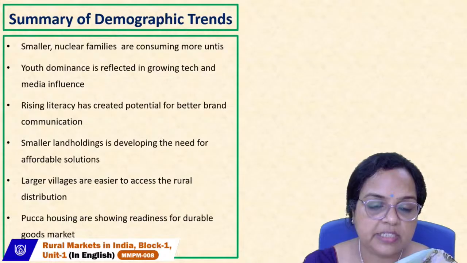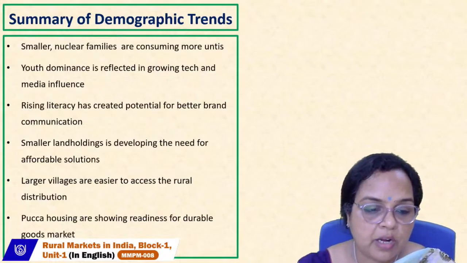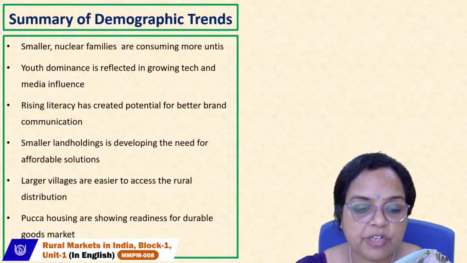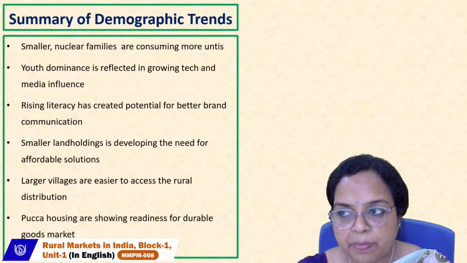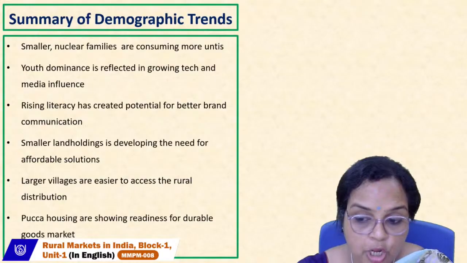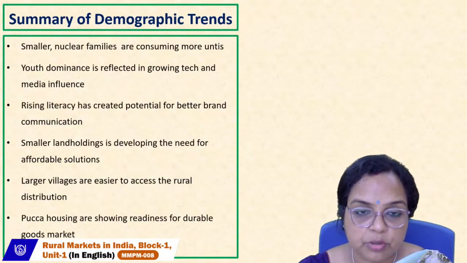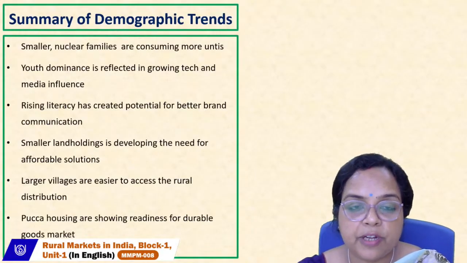Larger villages are easier to access for rural distribution, and Pakka housing shows readiness for the durable goods market. They have Pakka houses, so they can buy durable products. Before 2020, they had Kacha houses, so they were restricting themselves from purchasing consumer durables. So this is the summary of demographic trends of the rural market.